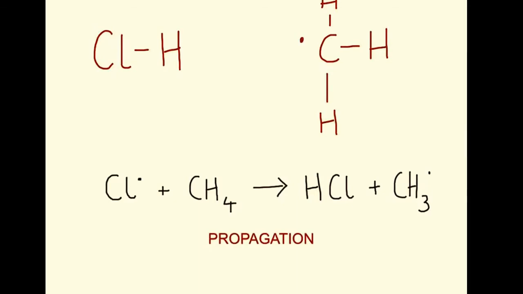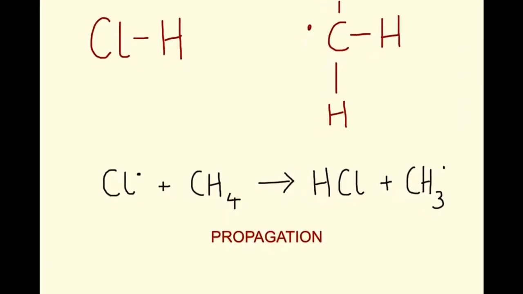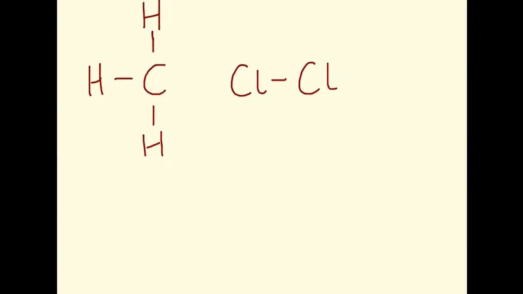That is a propagation step. It's a propagation step because although you're using up the chlorine radical, you're making another radical in the process. So you're allowing the reaction to continue because you've made another radical. The CH3 radical now has to go and react with something else. The CH3 radical could go and collide with a methane molecule because there are lots of methane molecules present, but if it did that, all it would do would take an H off and leave another CH3, so there would be no reaction happening from that.